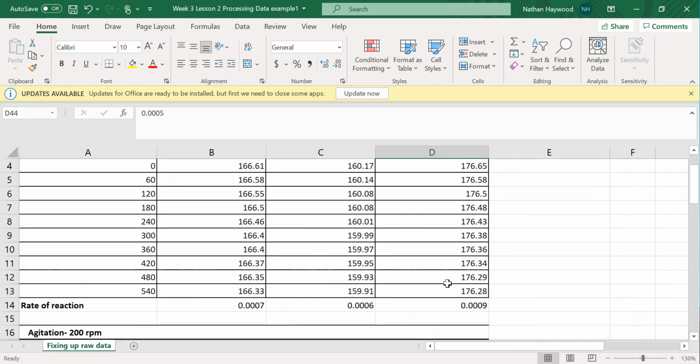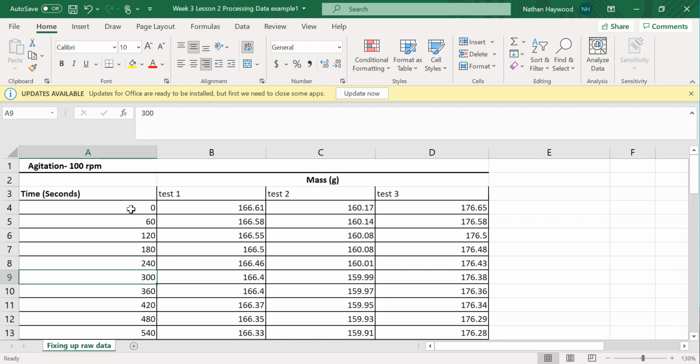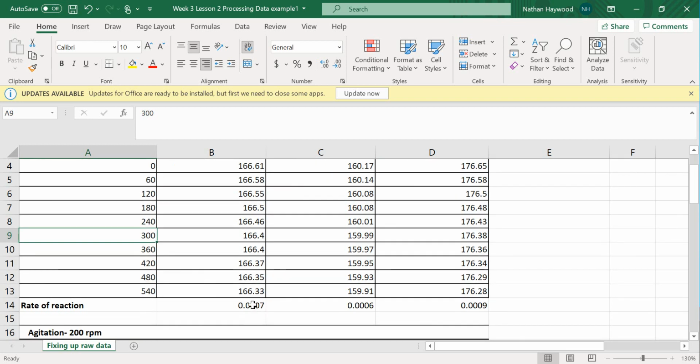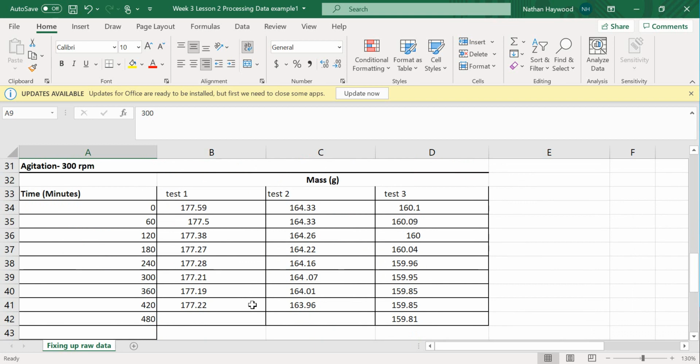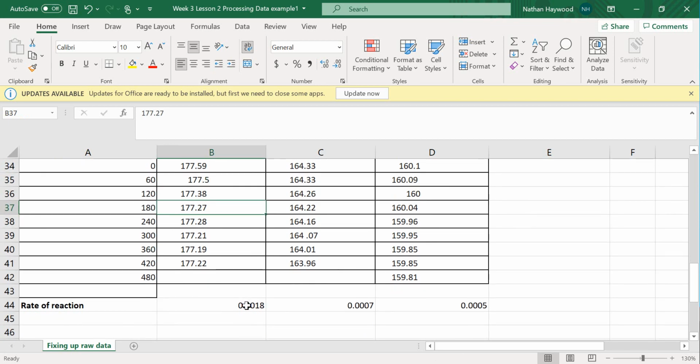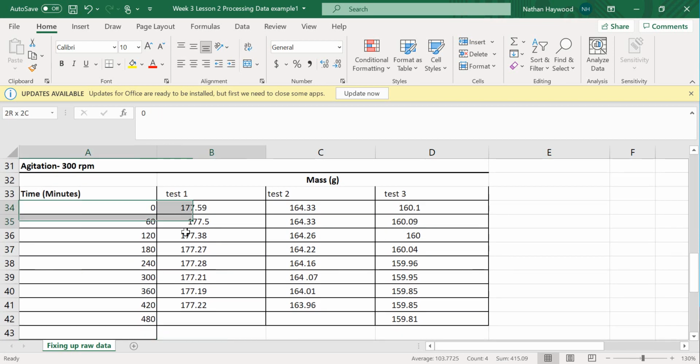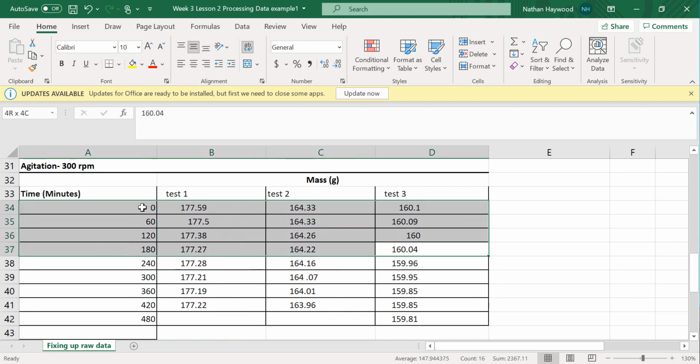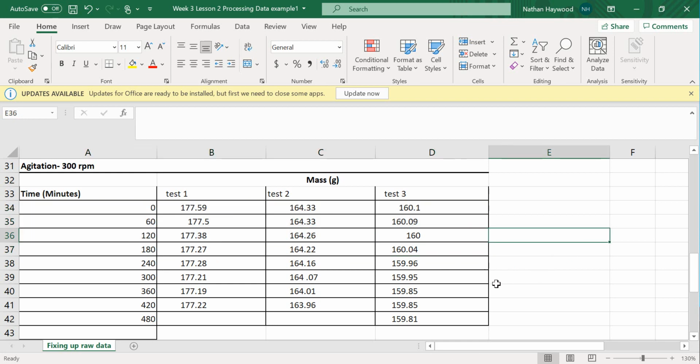So I think key to this, you don't have to always do the same time for each trial. I think it's good to go up to the same time. So the first two examples, I went up to 300 seconds to find the rate of reaction. When I got to 300 RPM, the steepest curve was up to 180 seconds. So this is the gradient for that data. And I kept that consistent for all of the trials for 300 RPM.